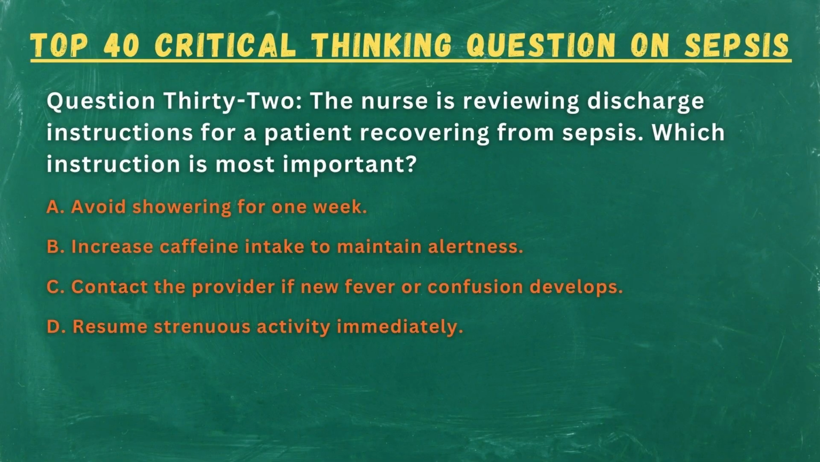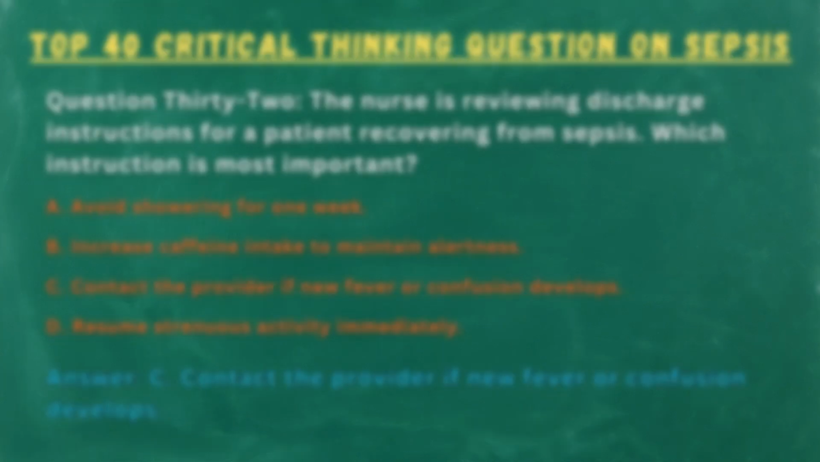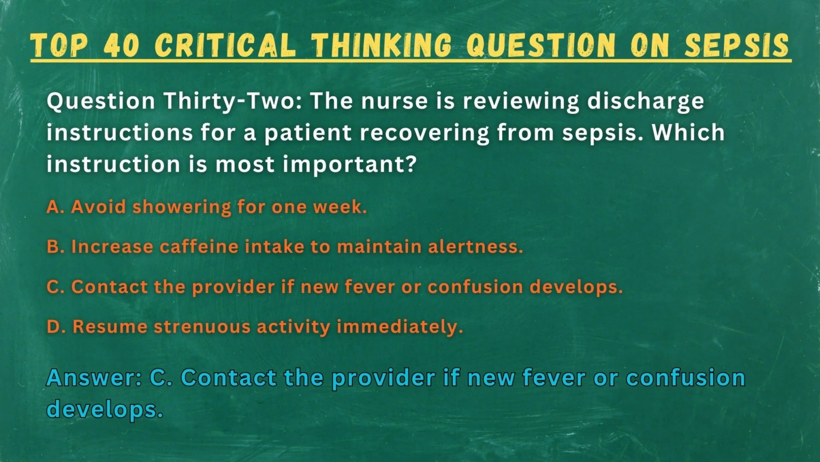Question 32. The nurse is reviewing discharge instructions for a patient recovering from sepsis. Which instruction is most important? A. Avoid showering for 1 week. B. Increase caffeine intake to maintain alertness. C. Contact the provider if new fever or confusion develops. D. Resume strenuous activity immediately. Answer: C. Contact the provider if new fever or confusion develops.